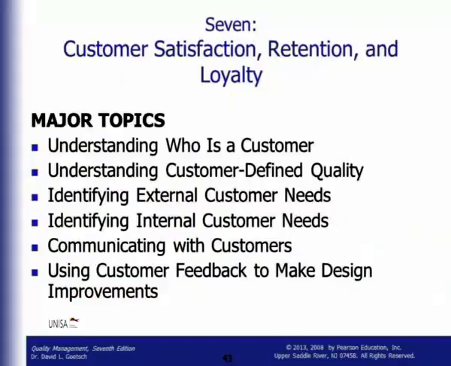We are now on Chapter 7, which deals with customer satisfaction, retention, and loyalty. Some of the major topics in this chapter are understanding who is the customer, understanding customer-defined quality, identifying external customer needs, identifying internal customer needs, communicating with customers, using customer feedback to make design improvements.